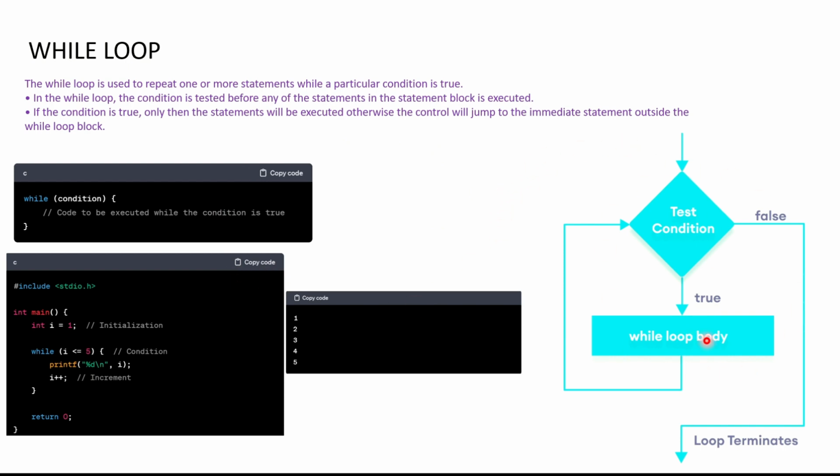This is a simple flowchart of a while loop. If the test condition is true, the while loop body is going to get executed. If it's false, the loop is going to get terminated and the control is going to go outside the while loop. And the next loop is the do while.